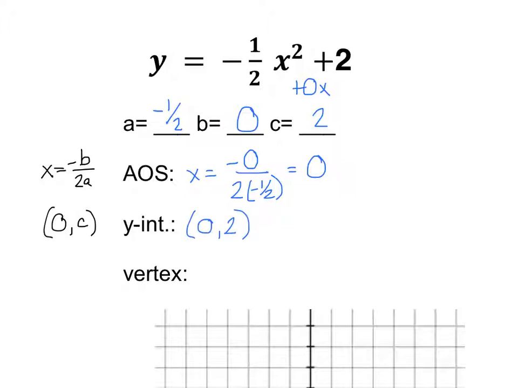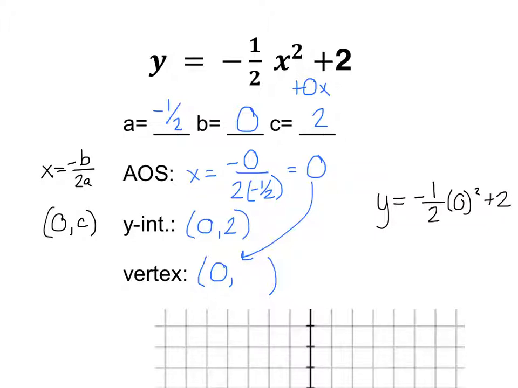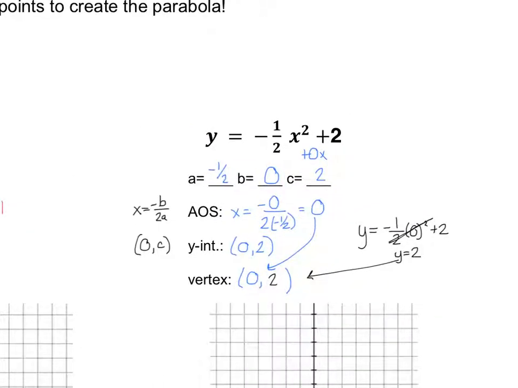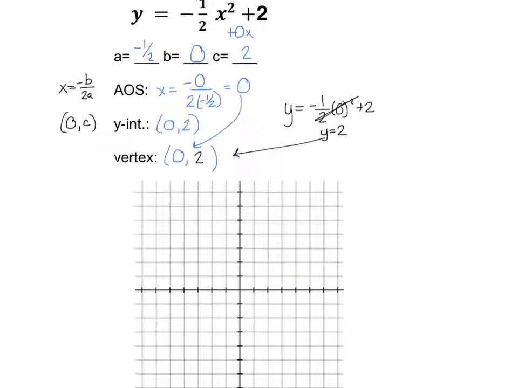Now the vertex, we know that the x is 0 from that right there. Is it going to be at 0, 0? No. If you plug in, y equals -1/2 times 0 squared plus 2. 0 times anything is 0, so y equals 2. You're done. But the y-intercept and the vertex are the same. That's okay. We're just going to have to use our other steps.